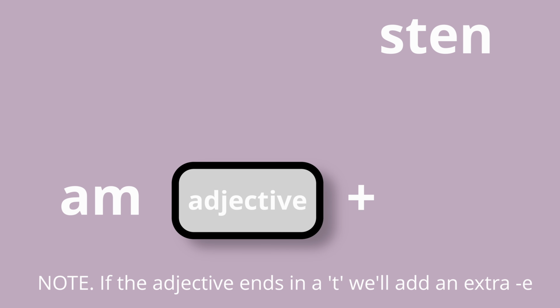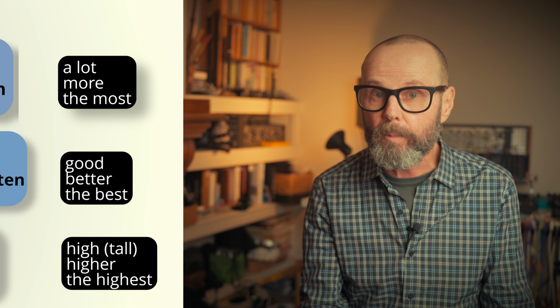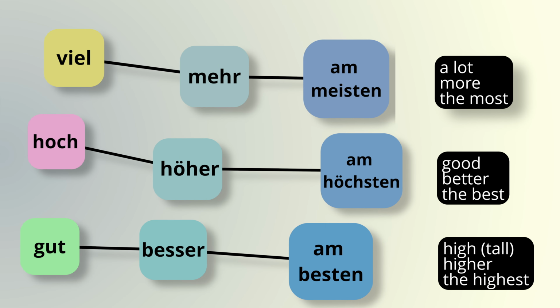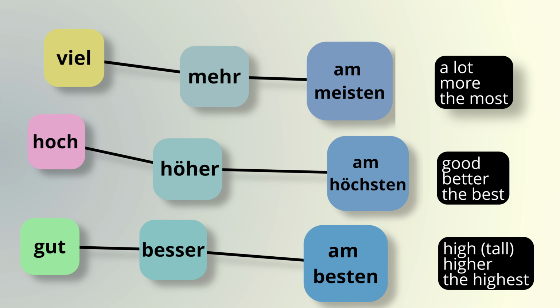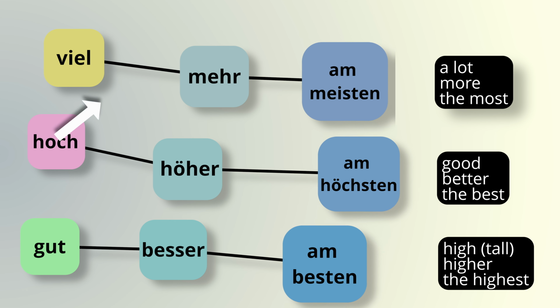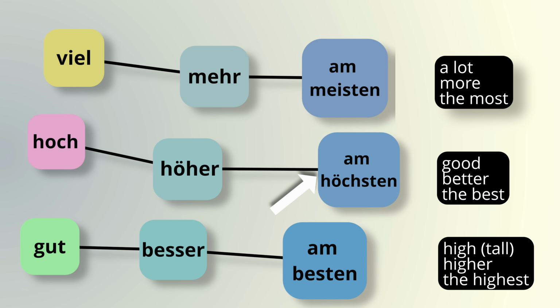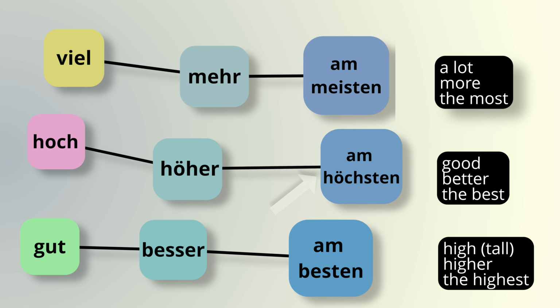Mostly what we are going to do is to add this ending to the adjective. Just remembering that many of the adjectives that were irregular in the comparative form are going to be irregular in the superlative form. So here I'm thinking about these ones, for example. So you can see the different forms of viel, gut and hoch. But let's look at the structure we need to use.